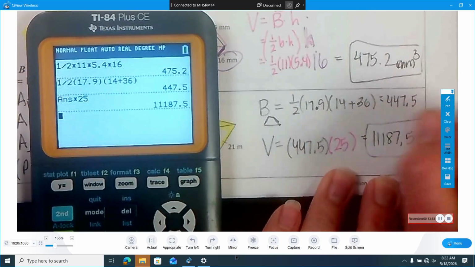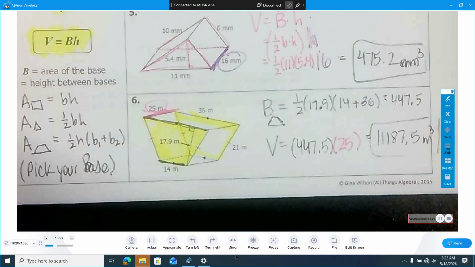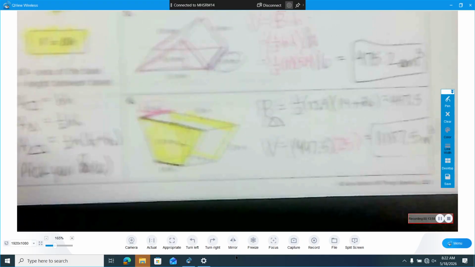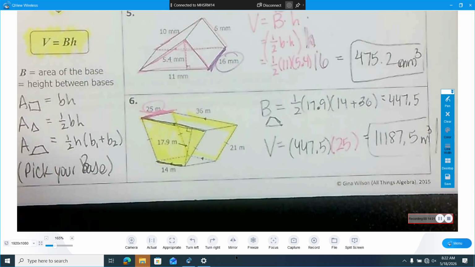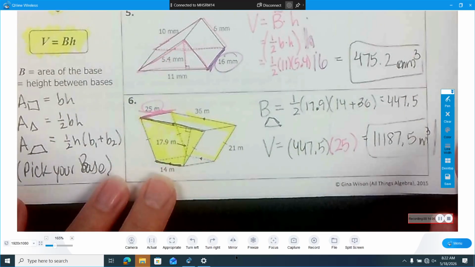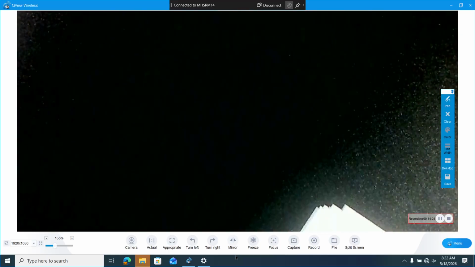meters cubed. My black is dying. All right, do you have questions on that? Area of the base times the height. Can you handle it? All right, pick your base. Well, match up your base, whatever it is.